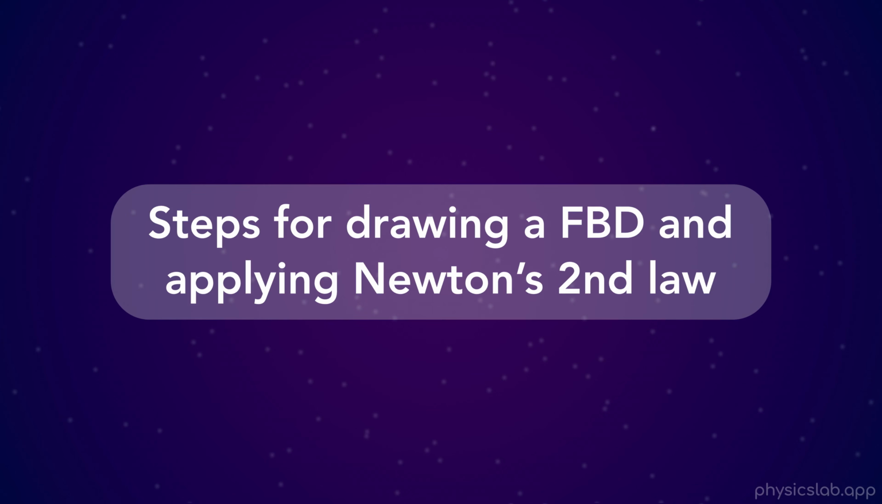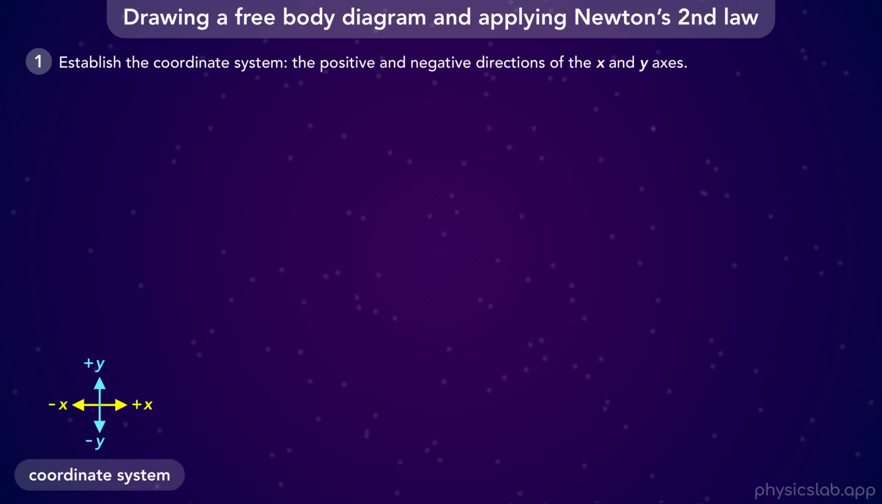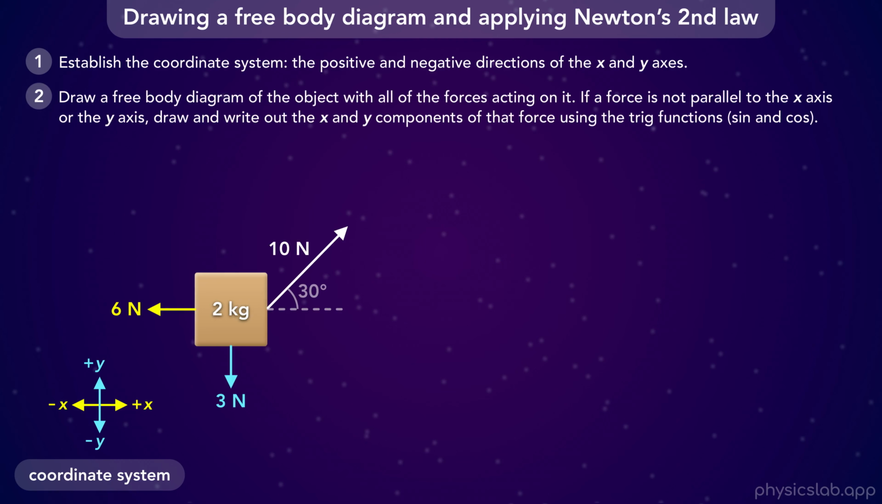To wrap things up, let's do a quick review of the steps for drawing a free body diagram and applying Newton's second law. The first step is to establish the coordinate system, which is the positive and negative directions of the x and y axes. We usually say right is the positive x direction, and up is the positive y direction. The next step is to draw a free body diagram of the object with all of the forces acting on it. And like we just covered, if a force is not parallel to the x-axis or the y-axis, we need to draw and write out the x and y components of that force using the trig functions, usually sine and cosine.